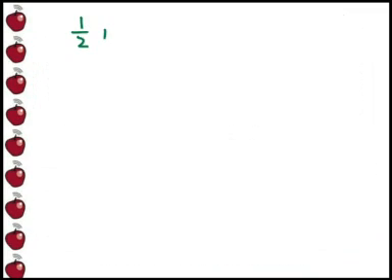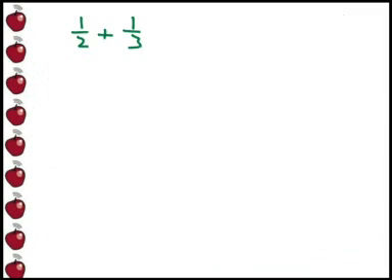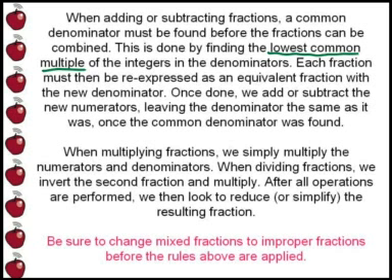Let's say we've got a half plus a third. Could have been a half minus a third as well. It wouldn't have made a difference to the technique. What they're saying there is we find the lowest common multiple of the integers in the denominators. Now the integers in the denominators would be below the line, the 2 and the 3. Lowest common multiple of 2 and 3 would be 6.